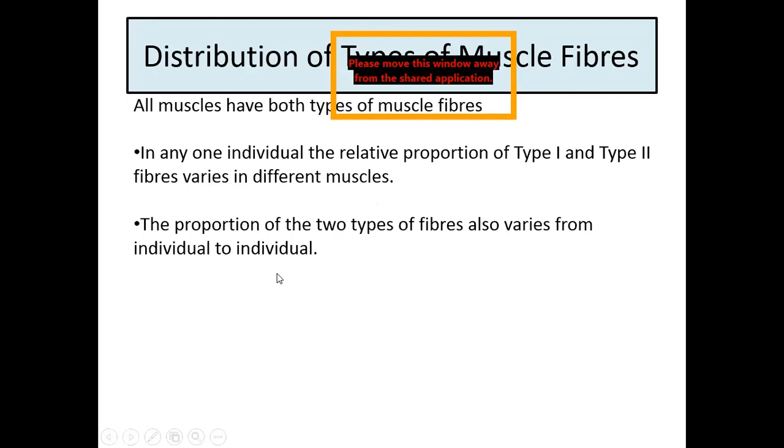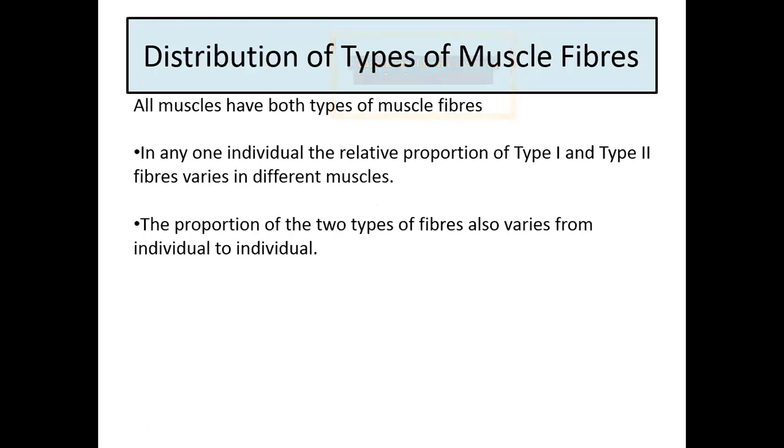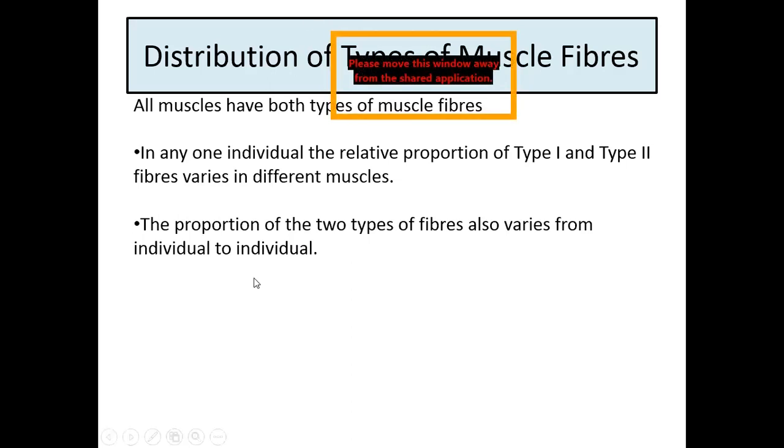I may have more of type 1 fibers, some of you may have more of type 2. Anybody who is very good at marathon running? Anybody in the class who are marathon runners? Used to, okay. Any sprinters? Fast runners? Sprint. Yeah.